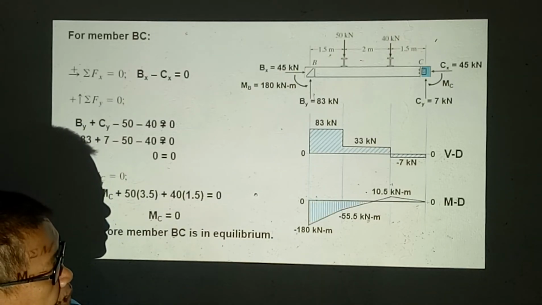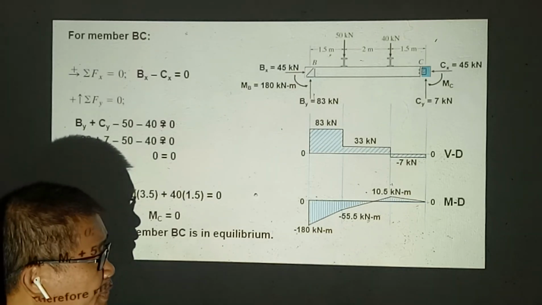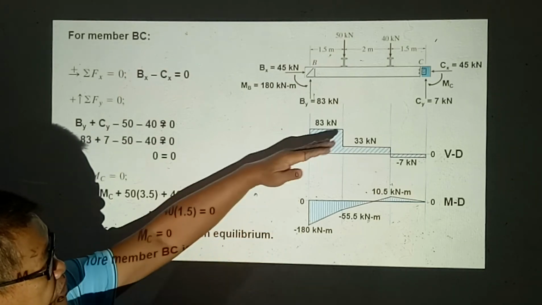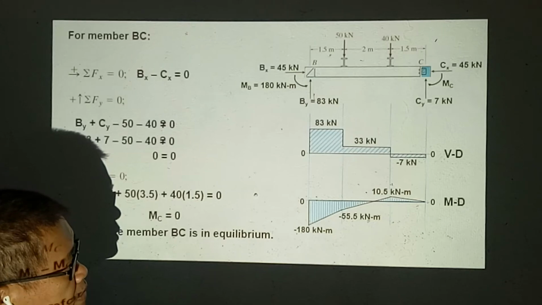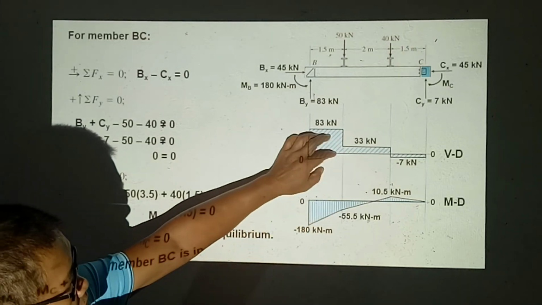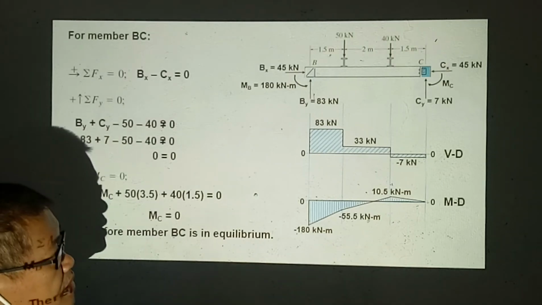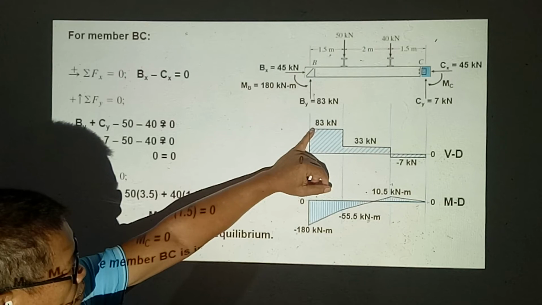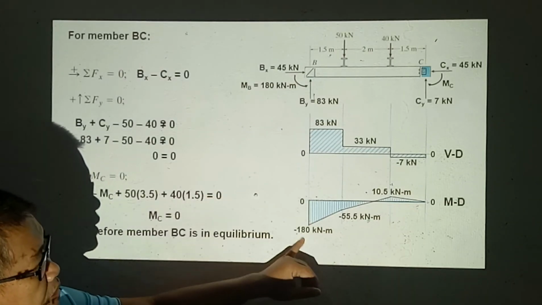So we have the vertical shading indicating that it's the moment diagram. For shear values, we have diagonal shading. So this represents the shear and moment of the beam BC. Maximum shear here is 83, maximum moment is 180.